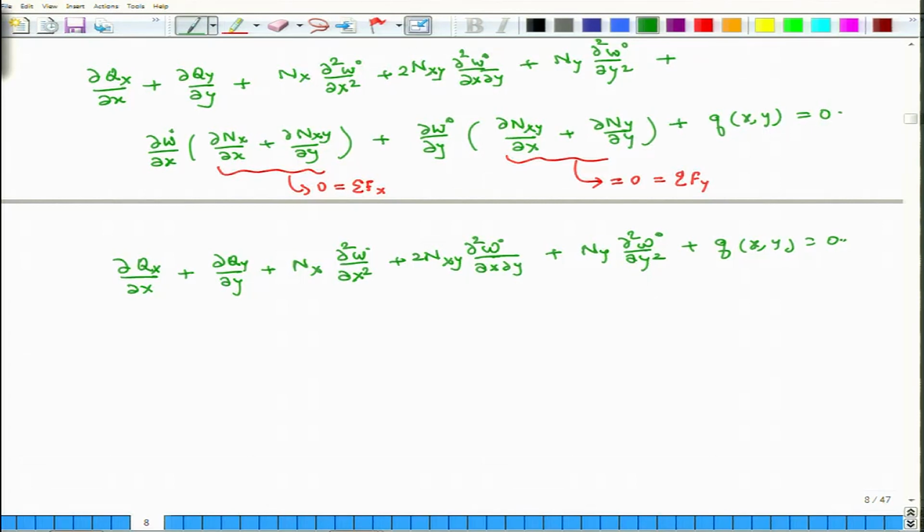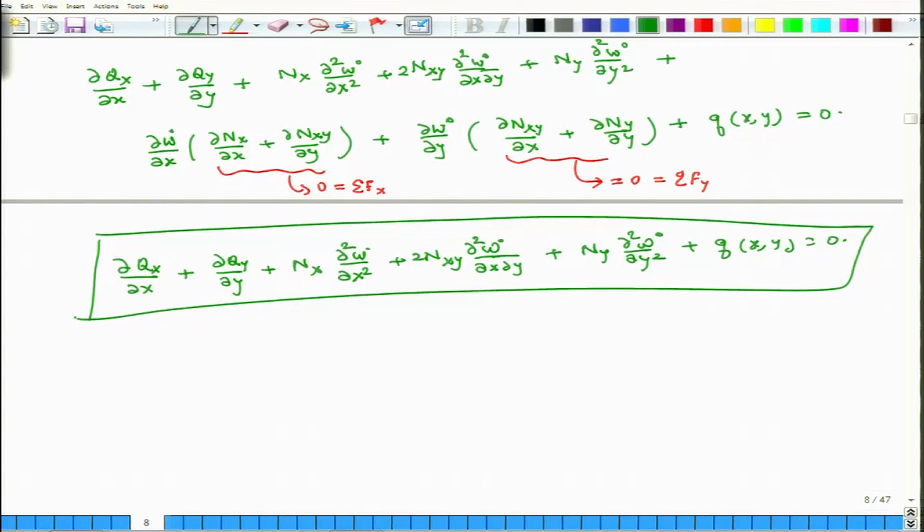Okay. So this is my modified equilibrium equation for the z direction if I consider the deformed shape of the system. Okay. Then these terms involving nx also appear in the third equilibrium equation.